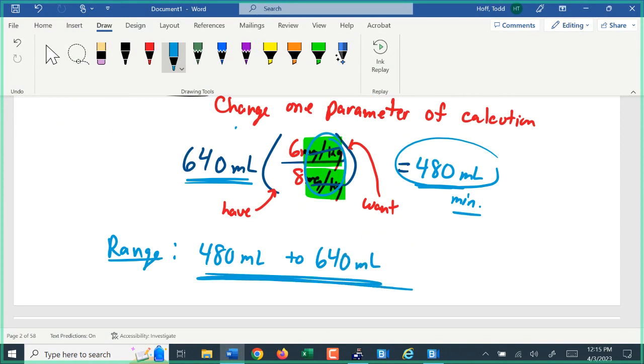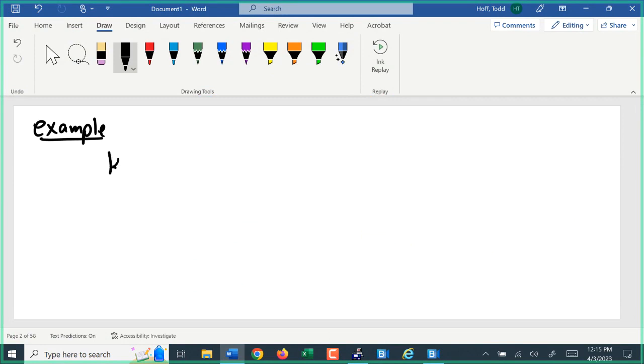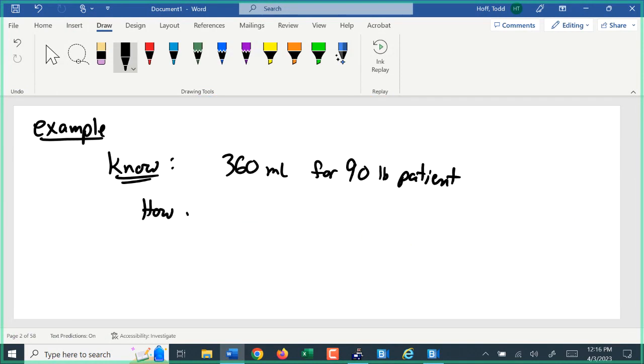Like I said, this type of titration can be used for any sort of calculation. Let's say that we know, I'll give you an example here, that the doctor has prescribed 360 milliliters for a 90-pound patient. And we want to know how much we should be using for a 75-pound patient.